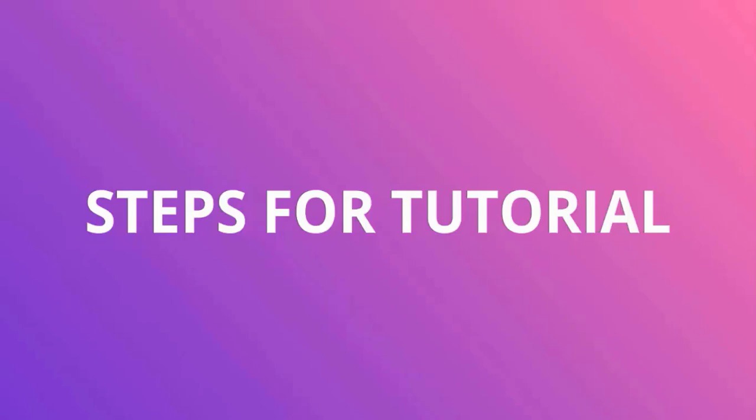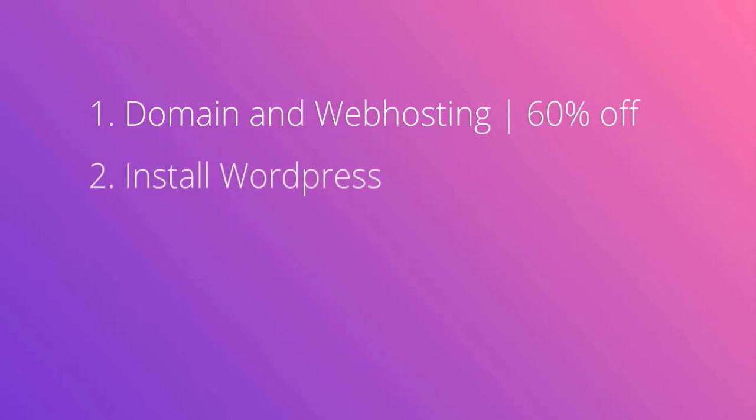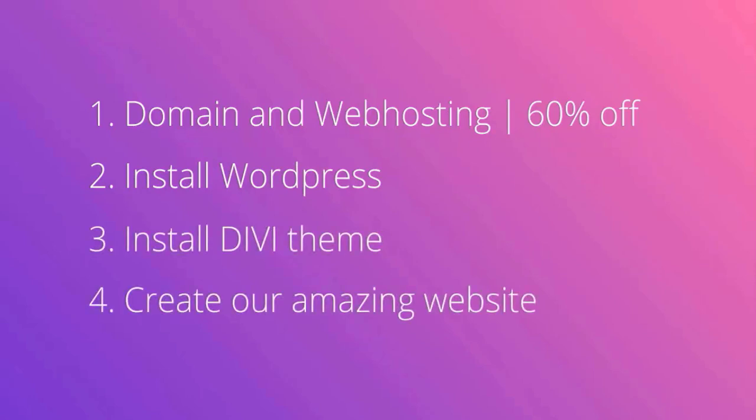Alright. Now let's have a look at the steps for today's tutorial. First, I will show you how we can get our own domain and hosting, and here I will show you how you can get 60% discount through my link. Then I will install WordPress, then I will install Divi theme, and finally we will create our amazing website. If you have web hosting already, you can skip this part, or if you don't have, then follow along.